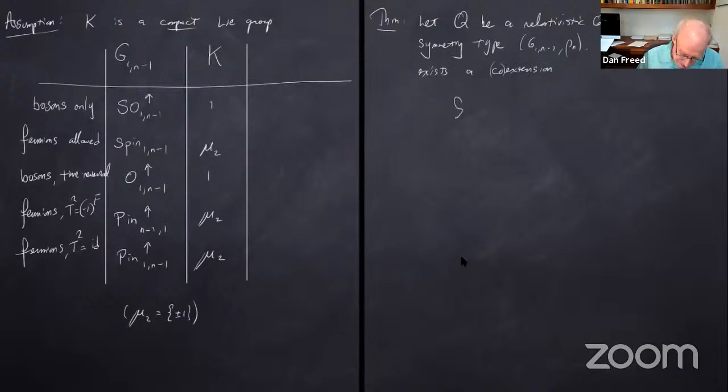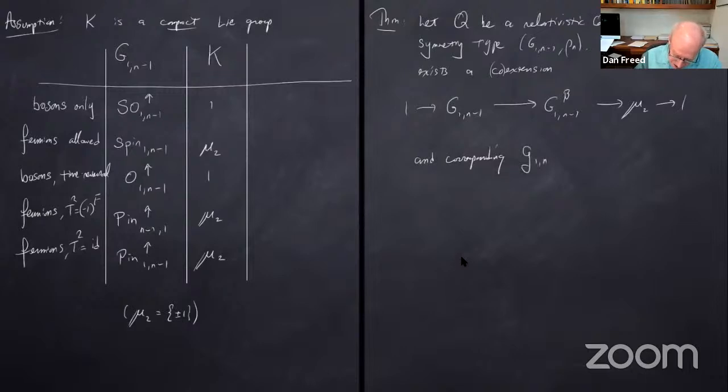So we have our group G, and now we're going to have it sitting inside a bigger group. I'll call it G1 n minus 1 beta. And it sits there with index 2. So this group is a Lie group. It has whatever components it has. And this group is, so to speak, twice as big. It has this as a subgroup, and it has twice as many components. So there exists a coextension like that, and a corresponding coextension of the affine group, including the translations.